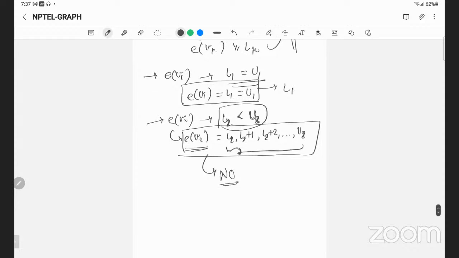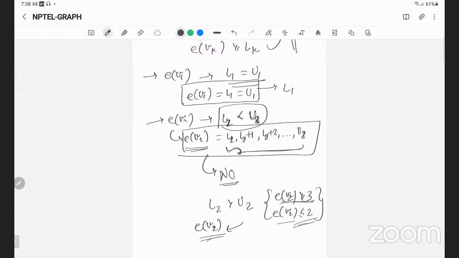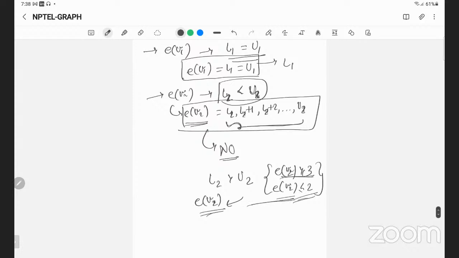And for the third case, if L2 is greater than U2, there is no real value that we can assign to V2, right? Because it says that EV2 is greater than or equal to 3 and EV2 is less than or equal to 2. So there isn't any value that we can assign to V2 that satisfies both of these inequalities. So if this type of case comes, we will also output no.